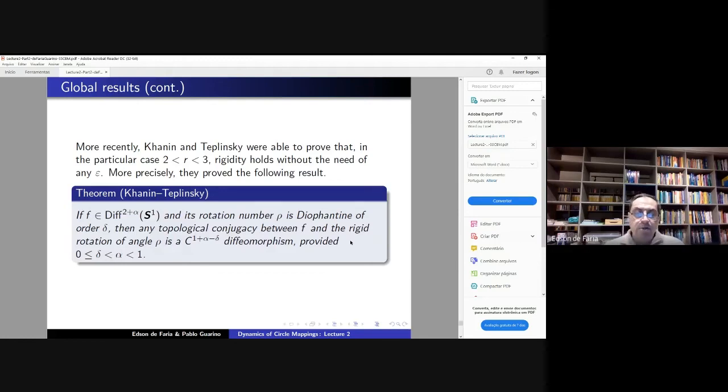And its rotation number is Diophantine of order delta. Then any topological conjugacy between F and the rigid rotation of angle given by this Diophantine number is C^(1+alpha-delta), as long as this delta is less than alpha, okay? So this is a very nice theorem. We don't put the proofs of these theorems in the book, unfortunately, because of lack of time and space, okay? But we provide the references for you.